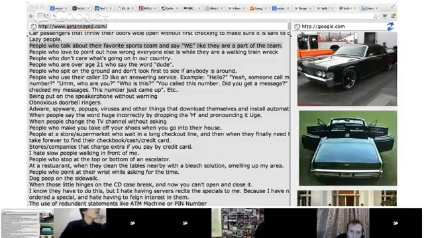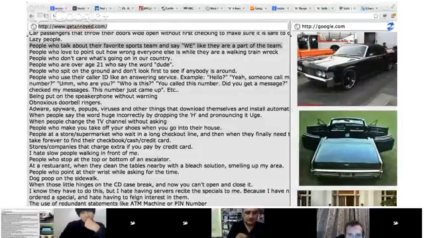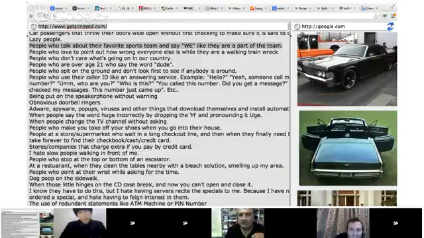People who talk about their favorite sports team and say "we" like they are a part of the team. Yeah. So do you have your friends say, "Oh yeah, we scored that goal," or, "we scored that touchdown," or "we won the game"? And what happens is some people, it annoys them because it's like, wait, you didn't do anything. You're just watching that favorite sports team. So this doesn't annoy everybody, but some people it can really annoy.